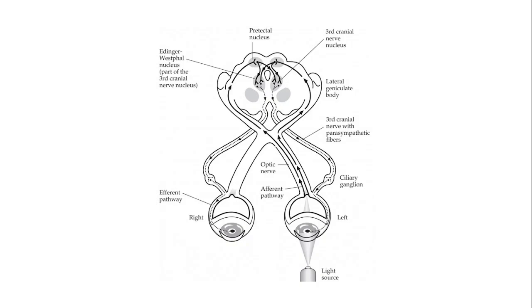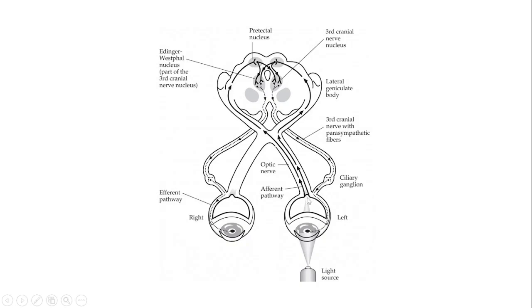Because it wants to capture the least amount of light around to read the retina so that the individual can see very well. As you can notice here, any information going to the brain is called afferent. We'll follow the arrow. And any information coming from the brain is called efferent.